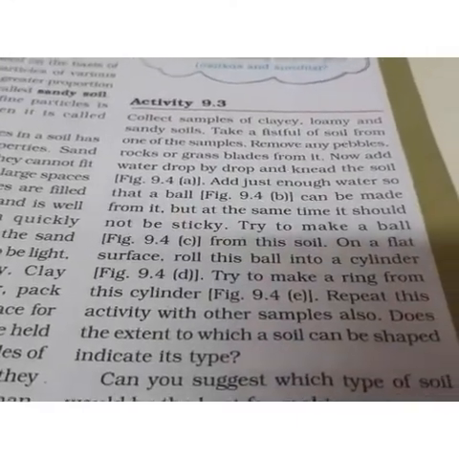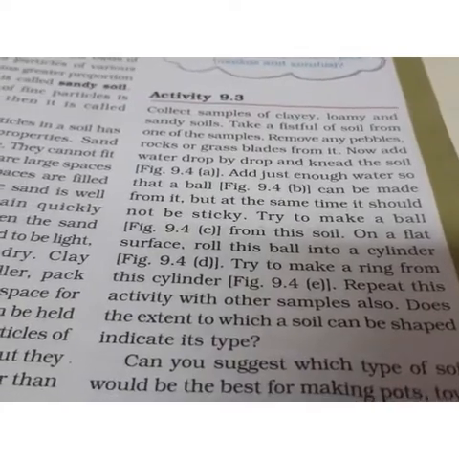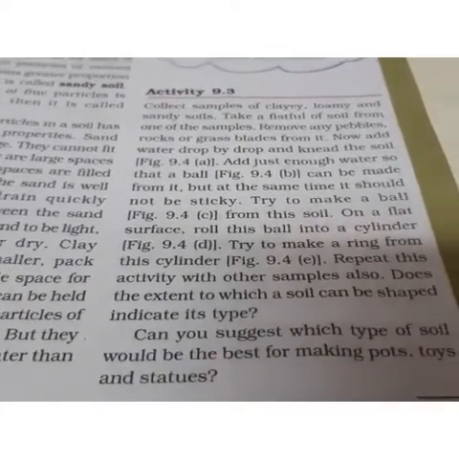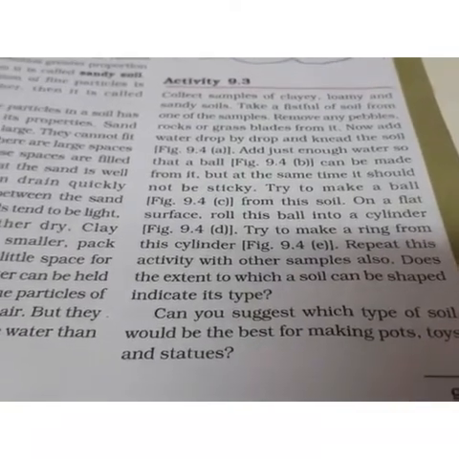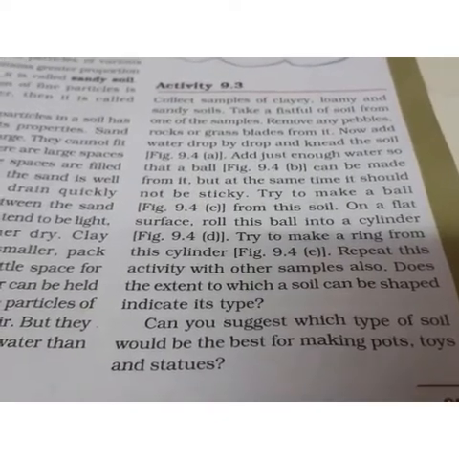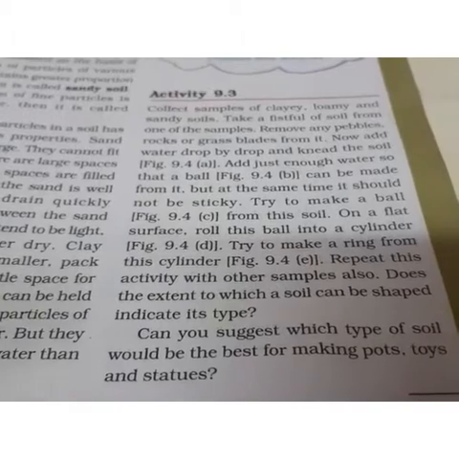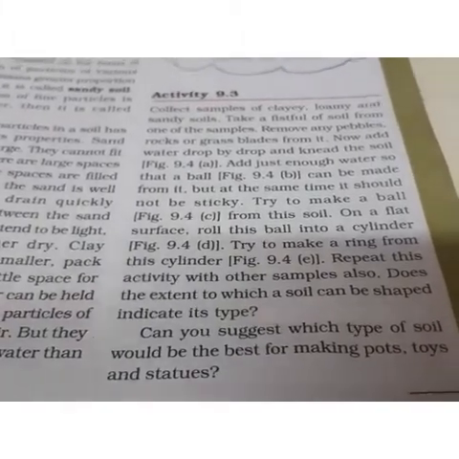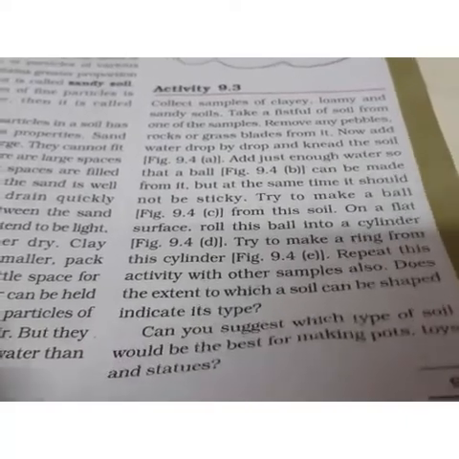Does the extent to which a soil can be shaped indicate its type? Can you suggest which type of soil would be best for making pots, toys and statues? अब इस तरीके से जितने भी सैम्पल्स, तीनों सैम्पल्स में से आपको इस तरीके से रोल आउट करना है और रिपीट करना है. फिर आप देख सकते हैं, आपको खुद ही पता लगेगा कि कौन सा सॉइल बेस्ट है for making the pots.